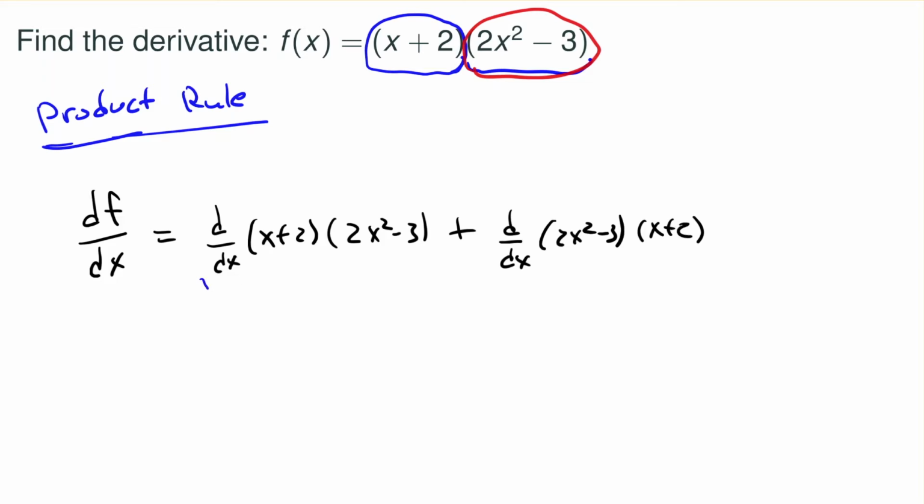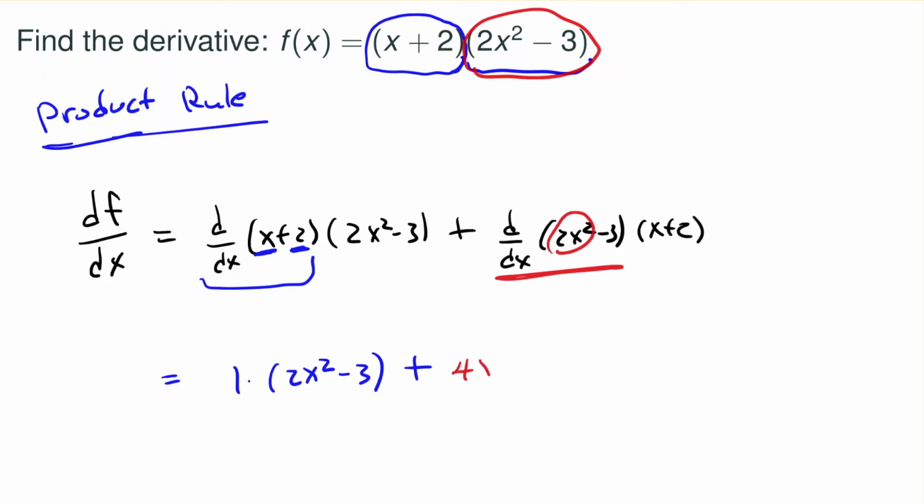So here I find the derivative of x plus 2, which is just 1 because the derivative of x is 1. Derivative of 2 is 0. So I have 1 times (2x squared minus 3), plus the derivative of 2x squared minus 3. So for the derivative of 2x squared, apply the power rule. I get 4x to the first power. Derivative of negative 3 is 0. So I only have 4x times (x plus 2).